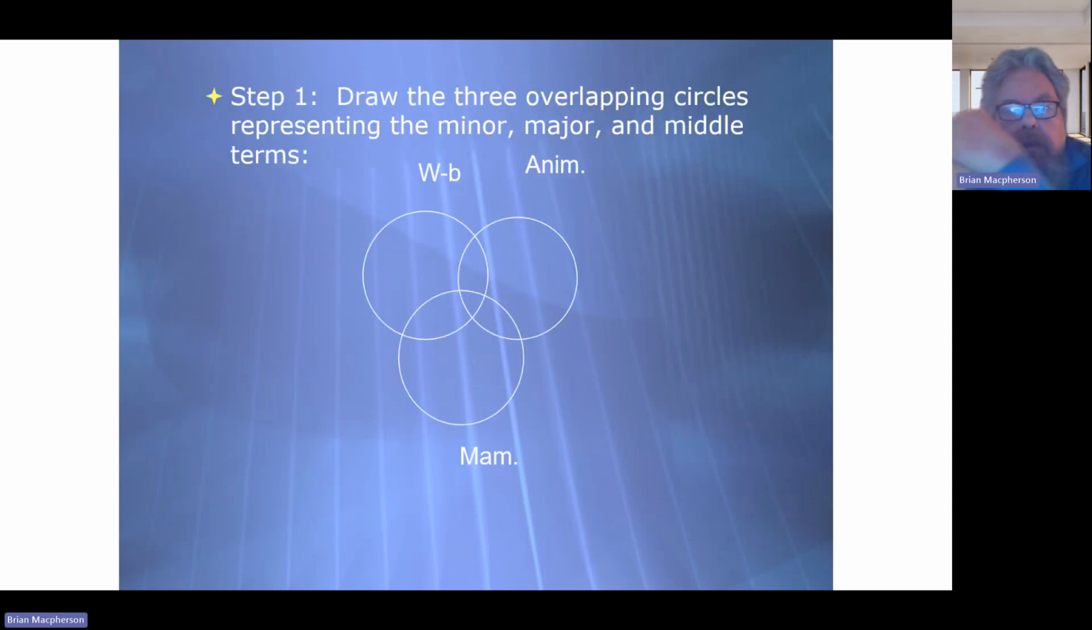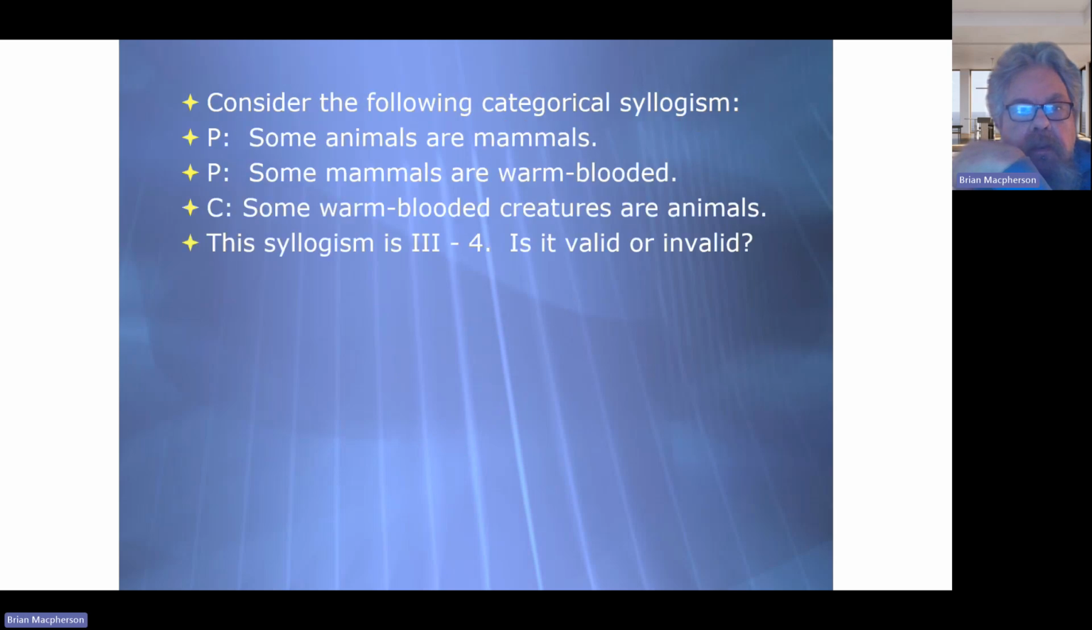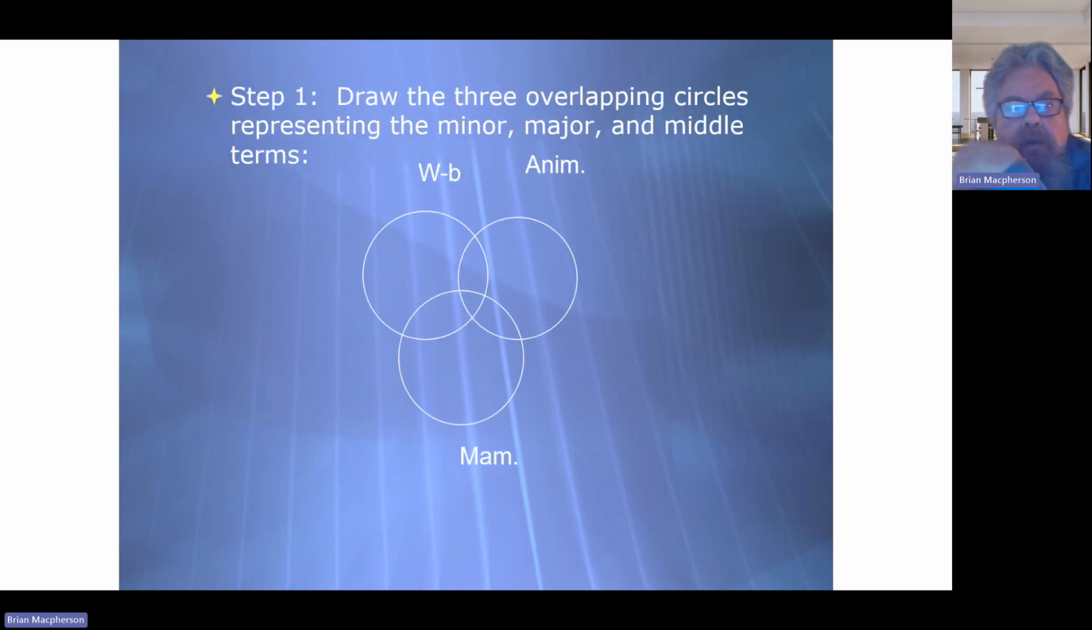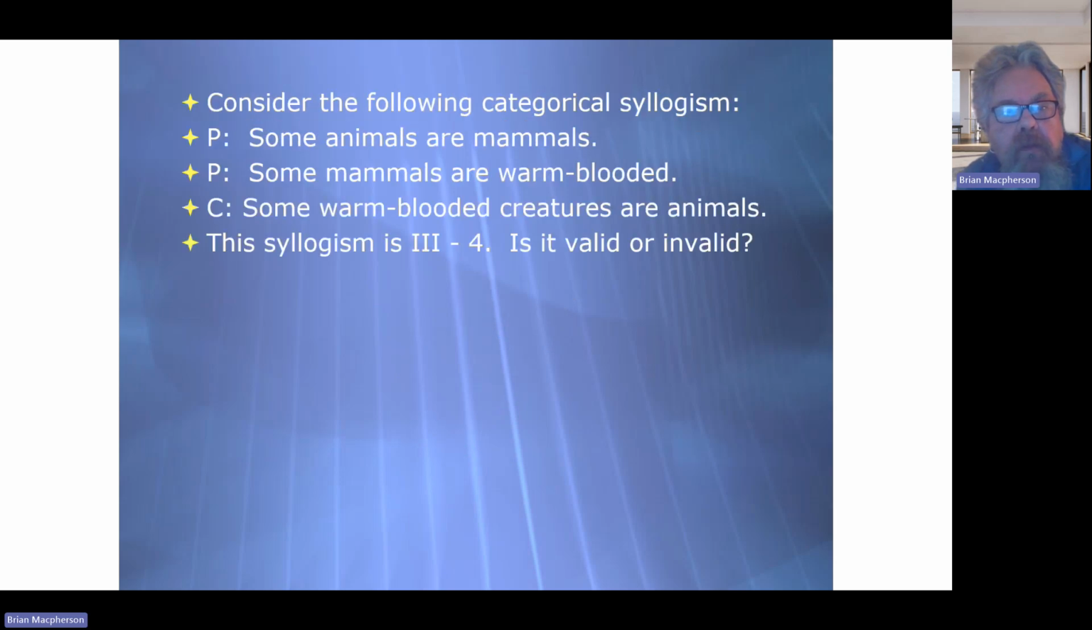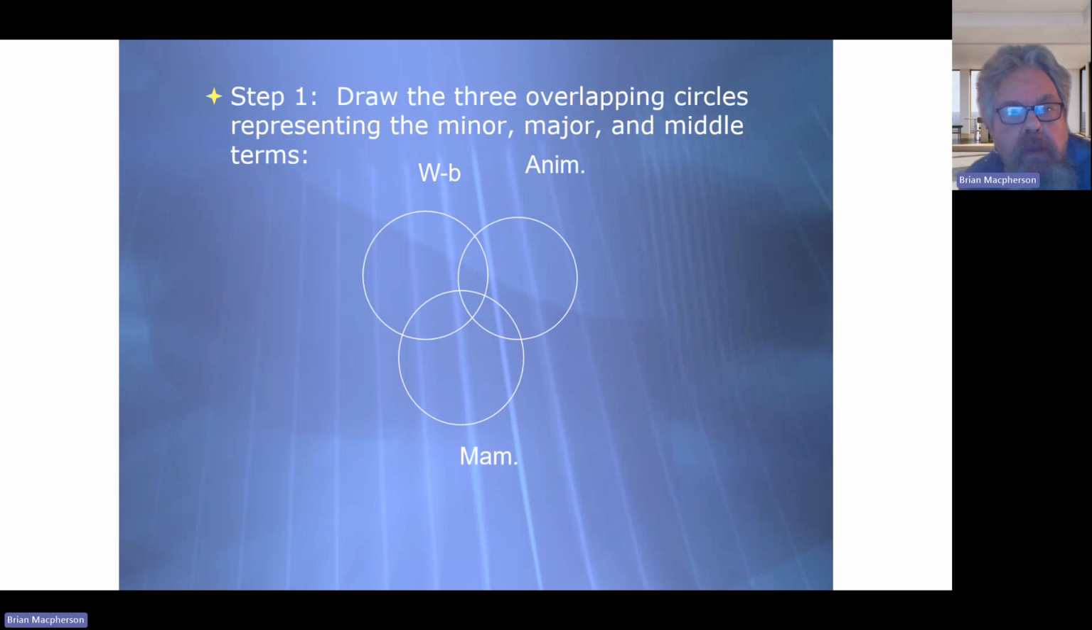Some mammals are warm-blooded. So what we're going to do is put an X in the area of intersection between warm-blooded and mammal. But notice here that the X will go on the area of intersection. So let's see if I can draw this in here. Okay. So again, for the premise that some animals are mammals, I'm going to put an X right here in between, in the area of intersection between animals and mammals.